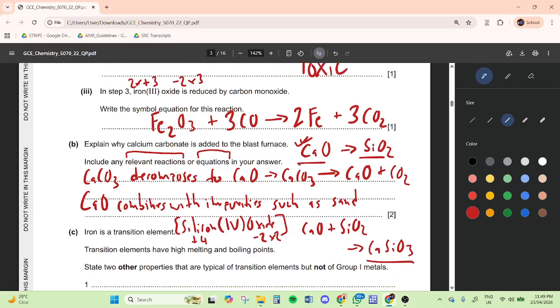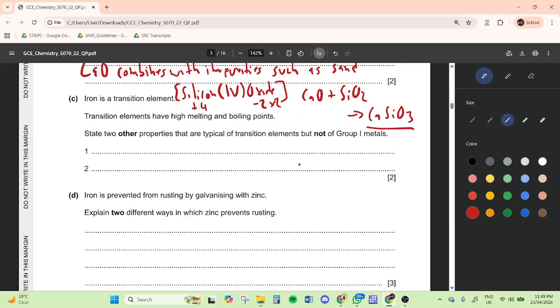All right, so let's move on. State 2 other properties that are typical of transition elements, but not of group 1 metals. So the first one that I think of is obviously variable oxidation states. Anytime you look at transition metals, let's take, for example, iron. So you've got iron 2 and you've got iron 3. So these are 2 variable oxidation states, right? This is something that group 1 metals, or actually no other group has, a variable oxidation state.